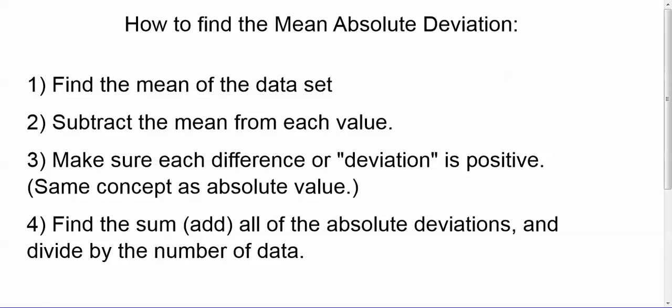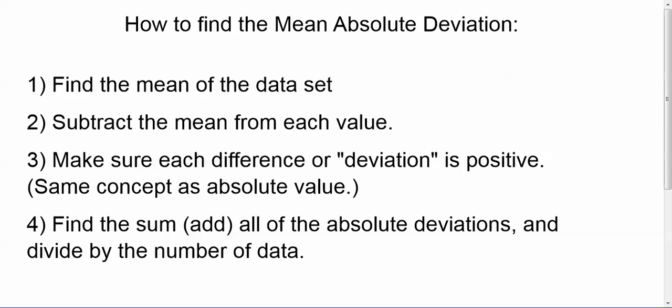The first step to finding the mean absolute deviation, which is a measurement of variability in a data set. So, we have measures of center, mean, median, mode, and then we have measures of variation or variability. That's a numerical way of describing how spread out our data is. Is it tightly grouped around one of our measures of center, in this case the mean, or is it really spread out from the mean?